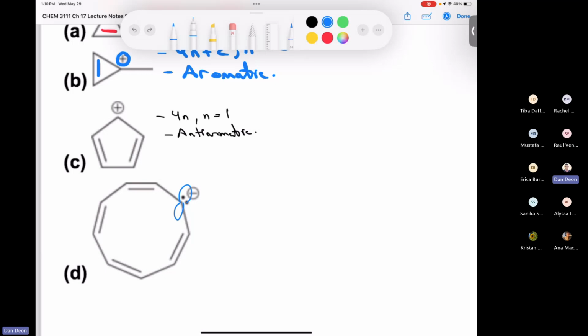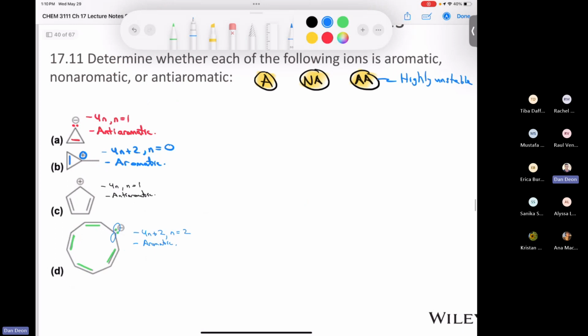Now let's count the total number of electrons. So we have 1, 2, 3, 4, 5, 6, 7, 8, 9, 10. So we have 10 electrons participating in our continuously overlapping system of p orbitals. Is that a Huckel number? The answer is yes, it's 4n plus 2, where n is equal to 2. 2 times 4 is 8, plus 2 gives you 10. And so this anion is an aromatic anion. So there you go. We've solved all 4 of these. The first one is anti-aromatic, second one aromatic, third one anti-aromatic, and the last one is aromatic as well.